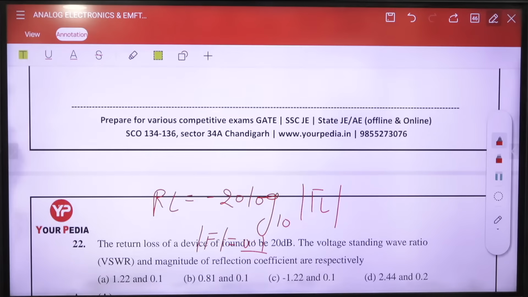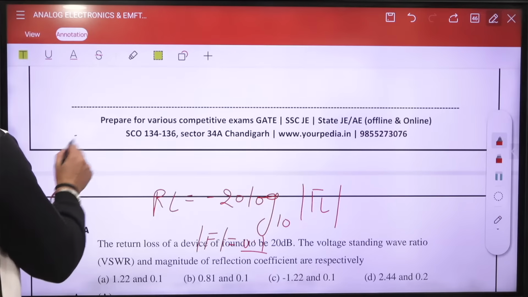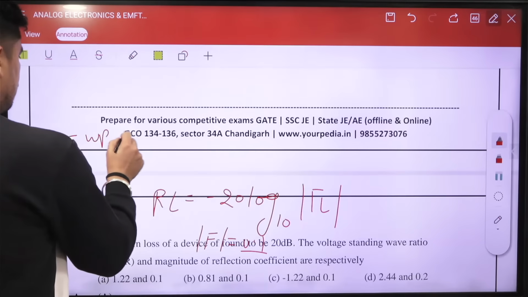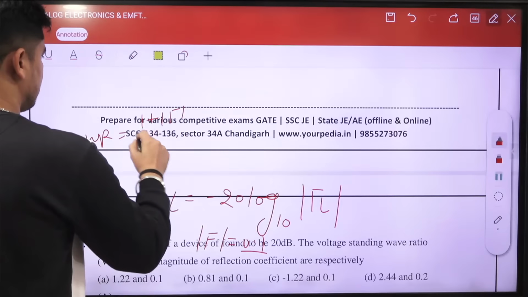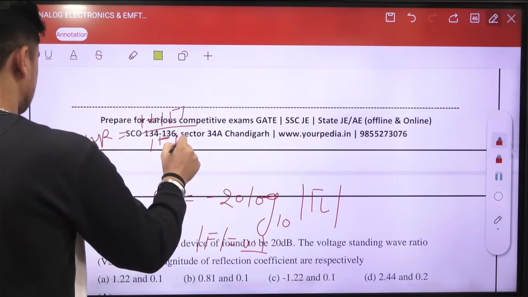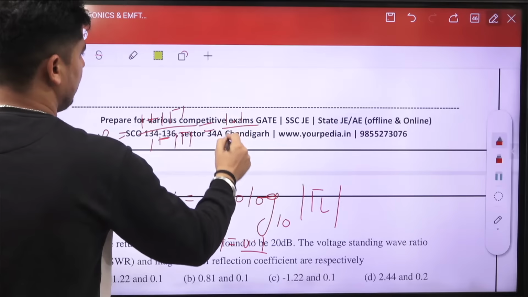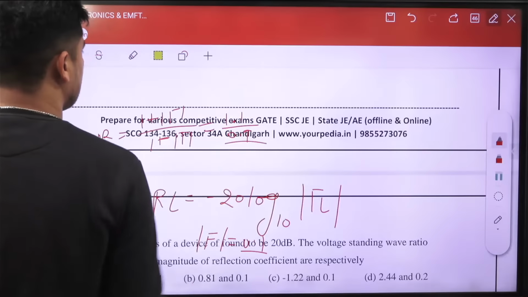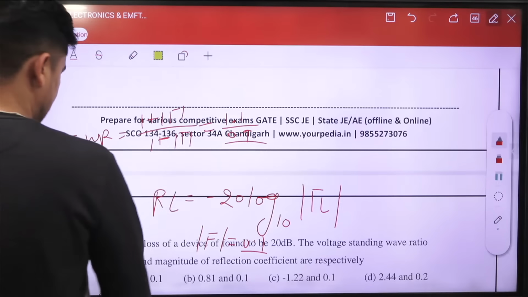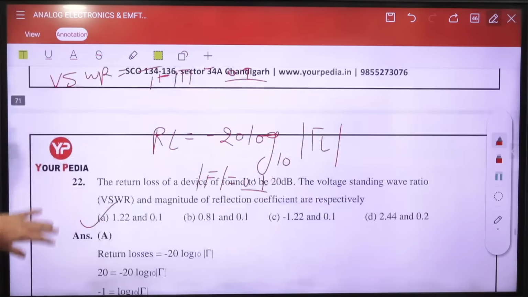Now we have to calculate the SWR. VSWR is 1 plus mod of reflection coefficient divided by 1 minus mod of reflection coefficient. That is going to be 1.1 divided by 0.9. So it's going to be 1.22, something like that. A will be the answer for this question, right?